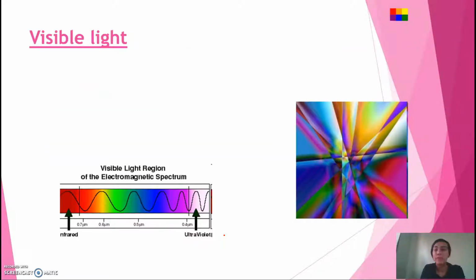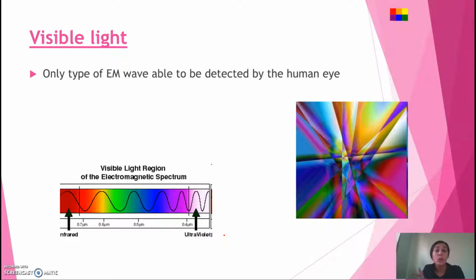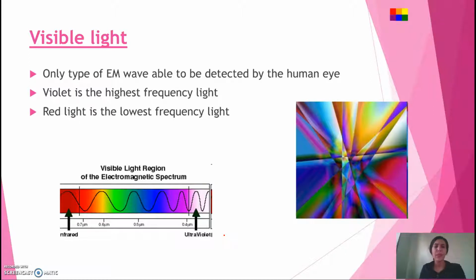And then we get to the visible light spectrum. This is the only type of electromagnetic wave that we're able to view with our human eyes. We know that violet is the highest frequency light, and red light is the lowest frequency light. Now, when we talk about highest and lowest frequency, we want to make sure that we're associating that with energy. A high frequency light means that there's a shorter wavelength, and there are more of those wavelengths occurring within the time period than there would be of a longer wavelength in the same time period. So if you've got a higher frequency, that energy is going to be higher. Lower frequency has a lower energy.